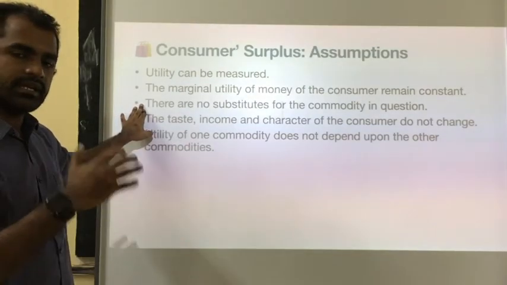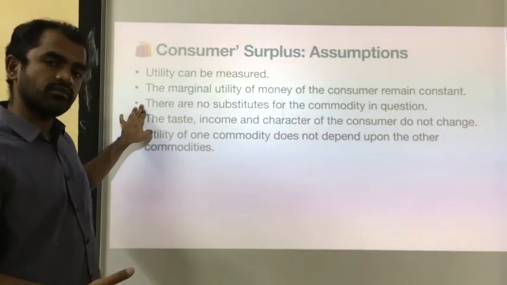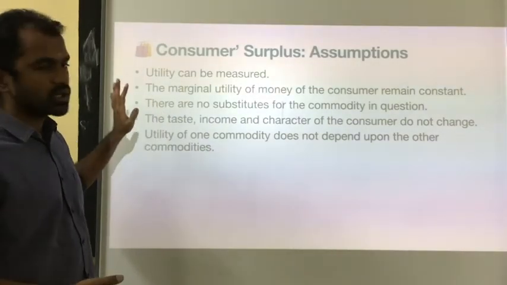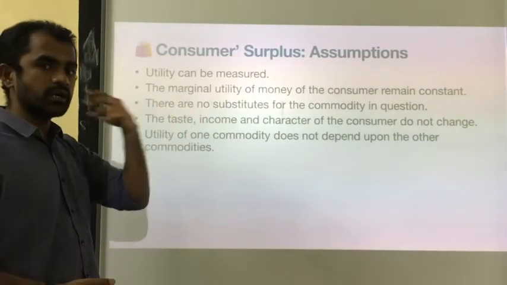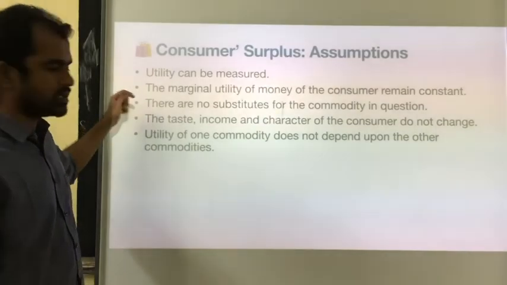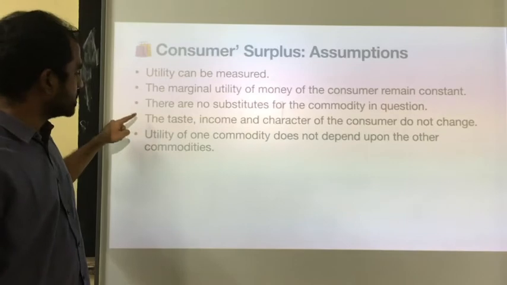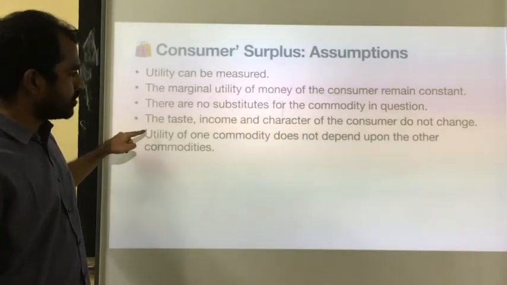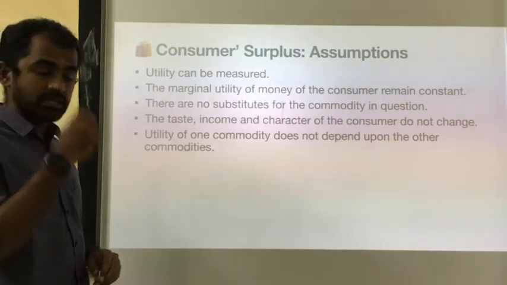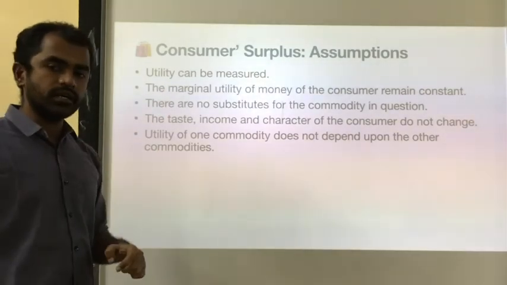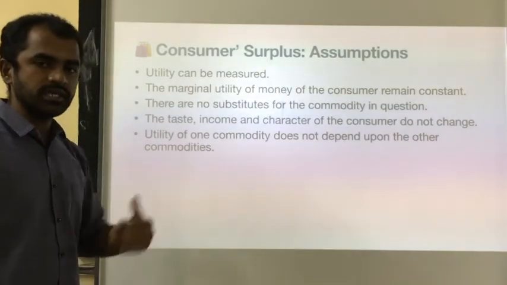That is, take the case of fruits. We'll consider the ones from the previous slide. Instead of apple, you can also get orange. But to satisfy this law, we assume that you can't replace apple with an orange. That is what is being meant here. The taste, income and character of the consumer do not change. Utility of one commodity does not depend upon the other commodities. That is, the utility you gain from one commodity is not related in any way to the utility you consider from the other commodity.